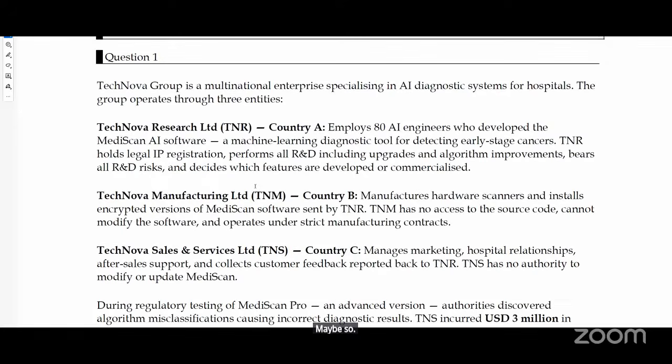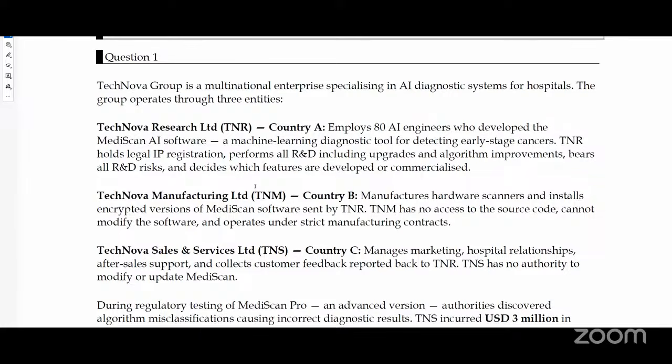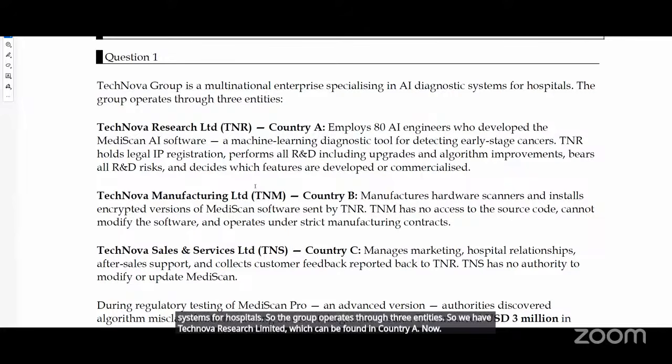Technova Group is a multinational enterprise that specializes in AI diagnostic systems for hospitals. The group operates through three entities. We have Technova Research Limited, which can be found in country A. Technova Research Limited employs 80 AI engineers who develop the Mediscan AI software. So if you are looking at DEMPI, what do we see? Develop the Mediscan AI software.